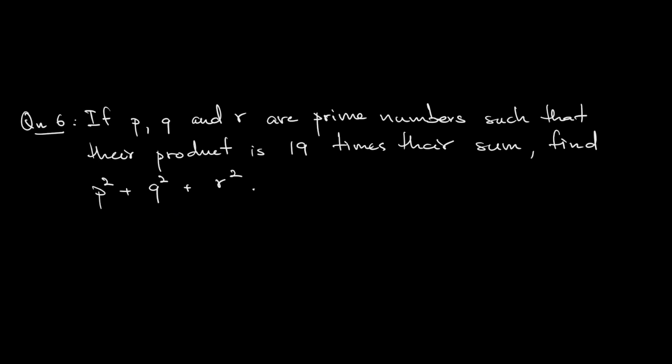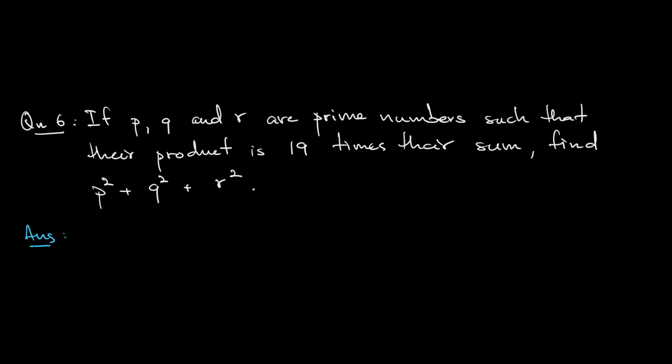Next up, question 6. The question says, if P, Q and R are prime numbers such that their product is 19 times their sum. Okay, so the product is 19 times the sum. What is the value of P squared plus Q squared plus R squared? Okay, let's try this number theory question together.